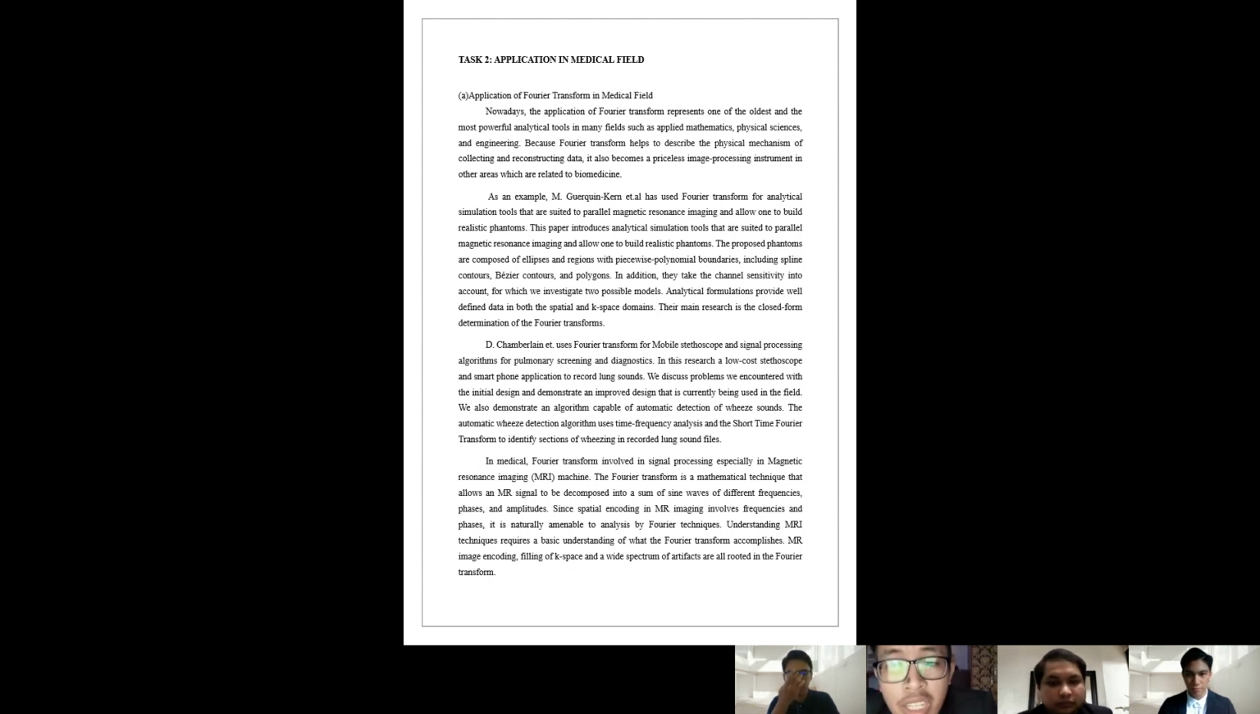We demonstrate an algorithm capable of automatic detection of wheeze sounds. That automatic wheeze detection algorithm uses time frequency analysis and the short time Fourier transform to identify sections of wheezing and record lung sounds in the field. In medicine, the Fourier transform is involved in signal processing, especially in magnetic resonance imaging, which is the MRI machine.